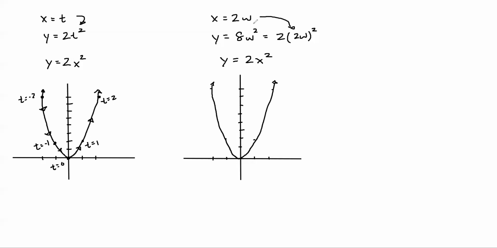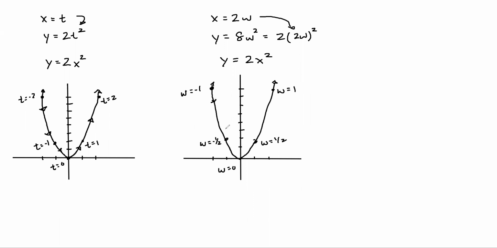And what about this other case? If we plug in points, what point corresponds to this value here? Well, it's not going to be -2. It's going to be w equals -1. And here's w equals -1/2, and w equals 0, and w equals +1/2, and then w equals +1.